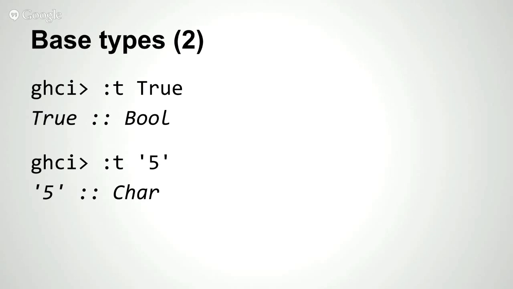If you look at the types of the base types, they're exactly what you expect. :t True gives you Bool, and on the character '5', you get Char.